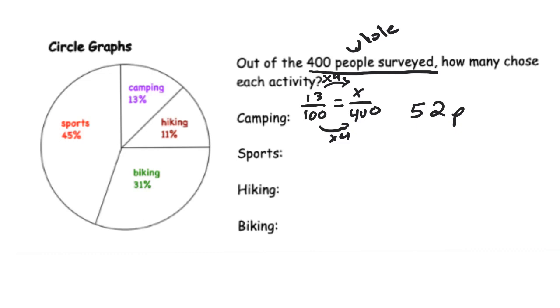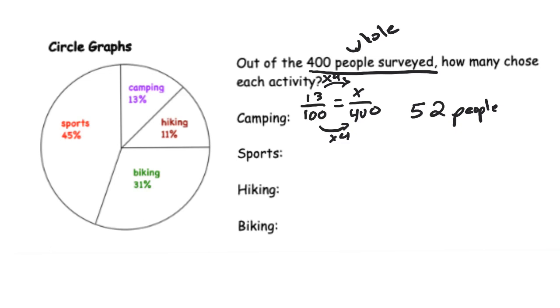I spelled people right there. 52 people like camping. Right? The next one's sports. 45% of people like sports. How many people is that? I'm going to do that a little different. I could set it up as 45 over 100 equals X over 400, just like I did the camping problem.